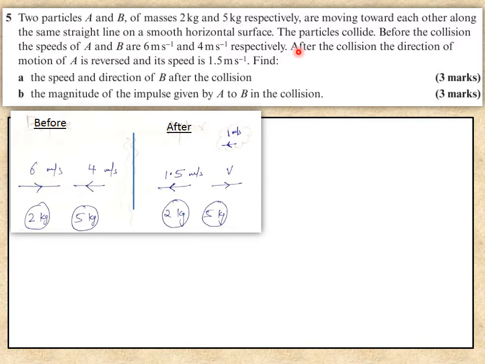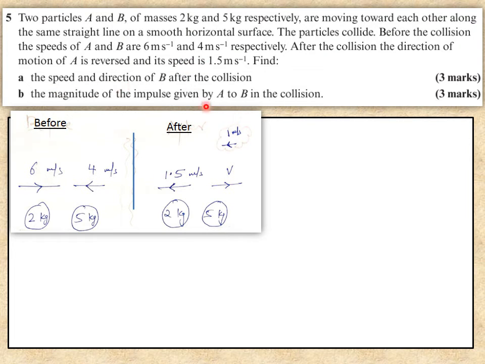Now the question says the particles collide. Before collision the speeds were 6 and 4, which I wrote here. After collision the direction of motion of A is reversed. So A, which was going rightwards, will now go leftwards. So we know the direction will be reversed with a speed of 1.5. So this is 1.5 also.